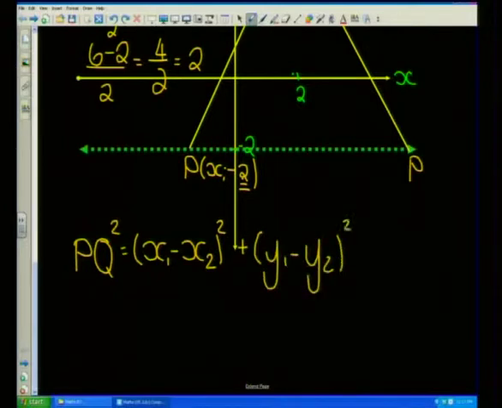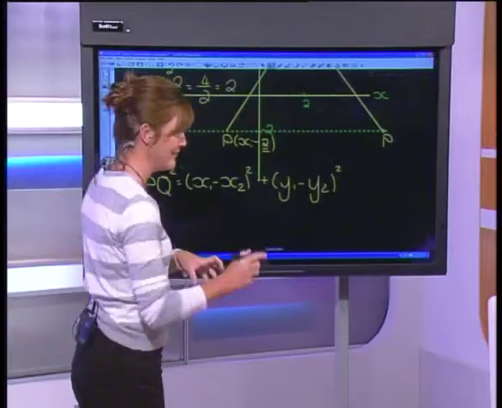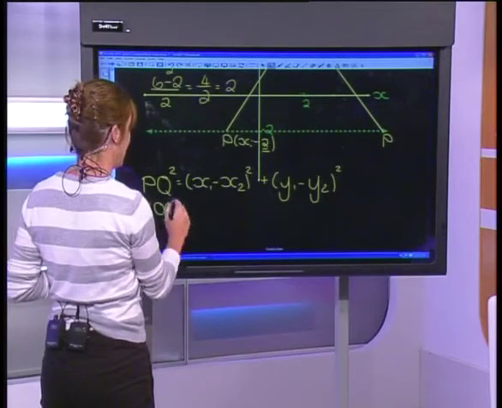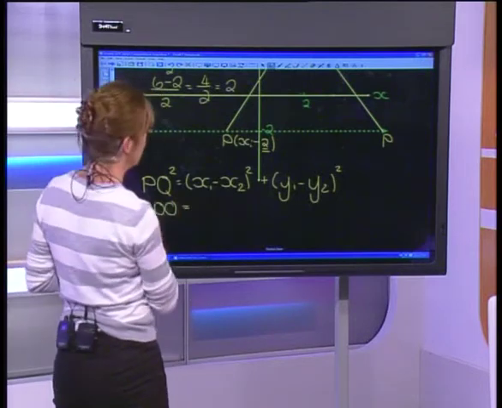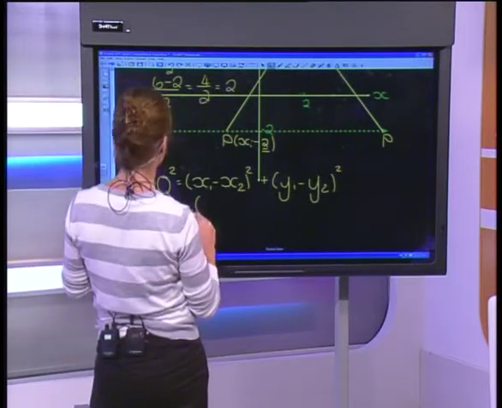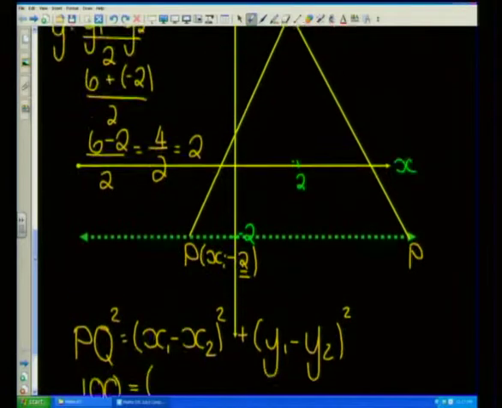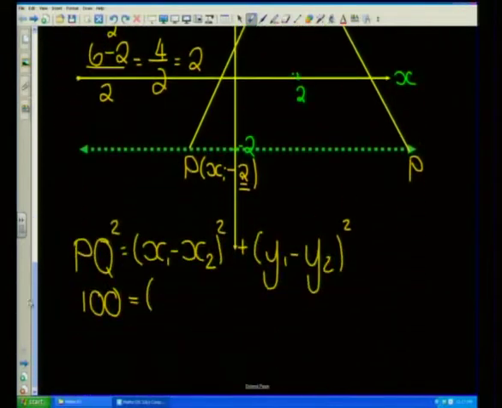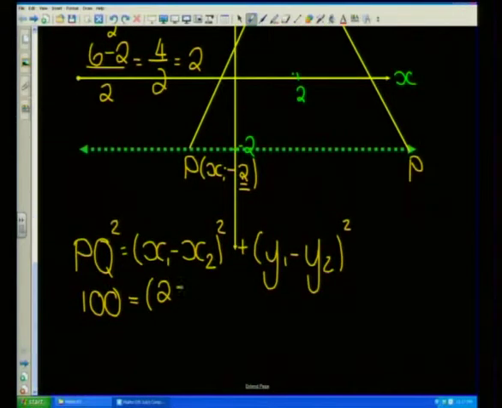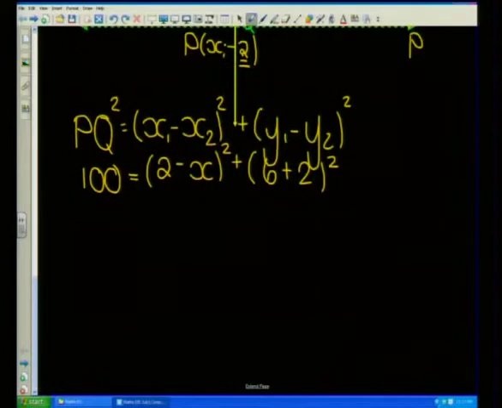y2 squared, okay? PQ, which is 10, but don't forget that we're saying 10 squared. So PQ has become 100, which is equal to, I've got x1, which is 2, minus x2, which is x, plus y1, which was 6, minus y2, which is -2. So that's going to become +2 squared. Okay, so we've got 100.